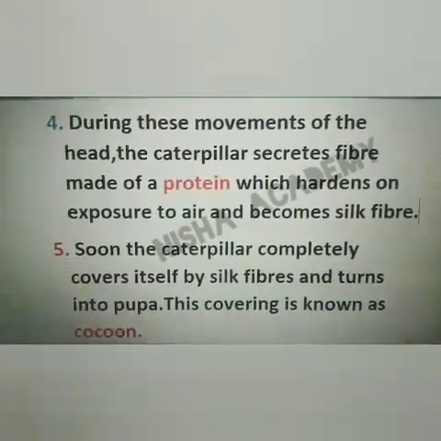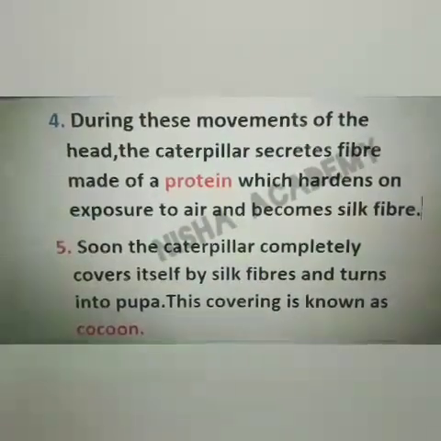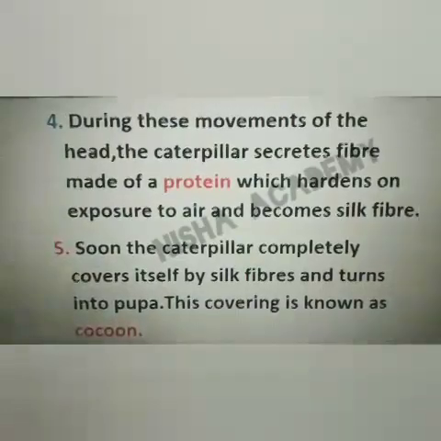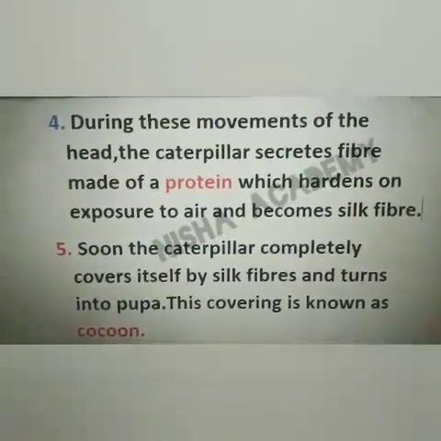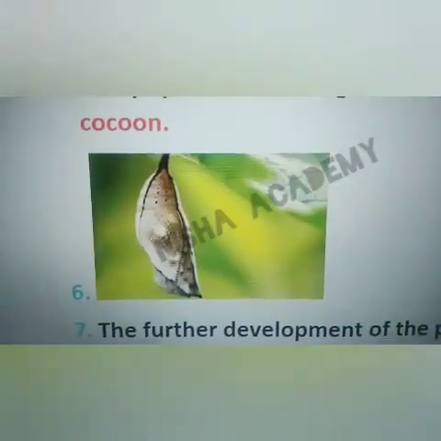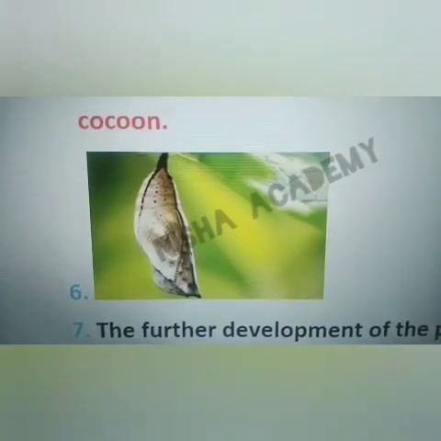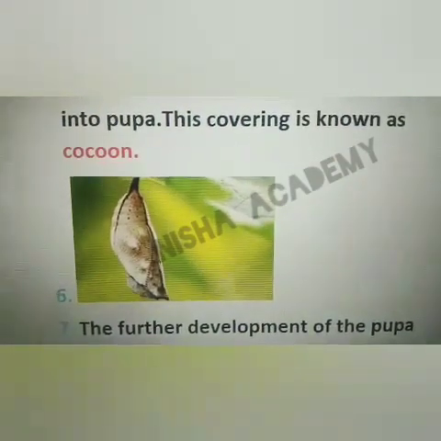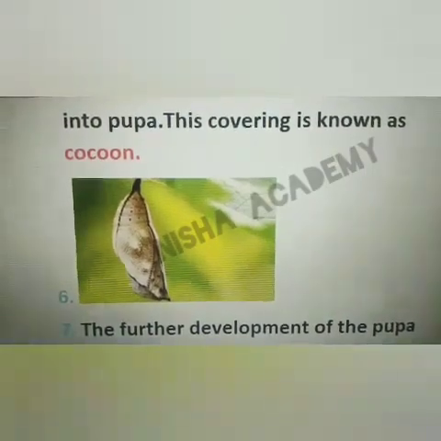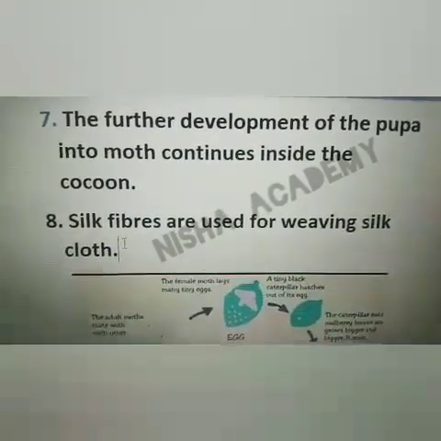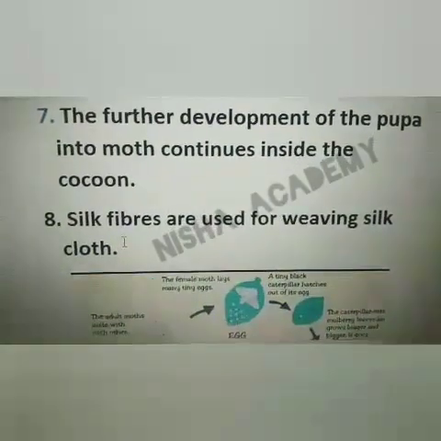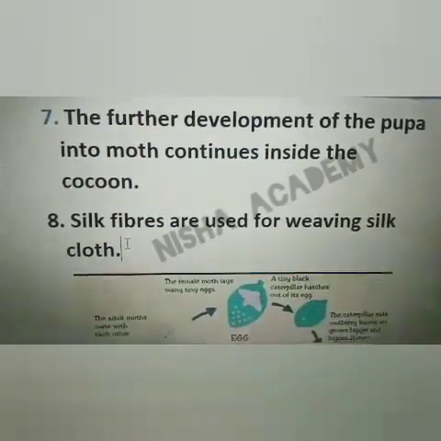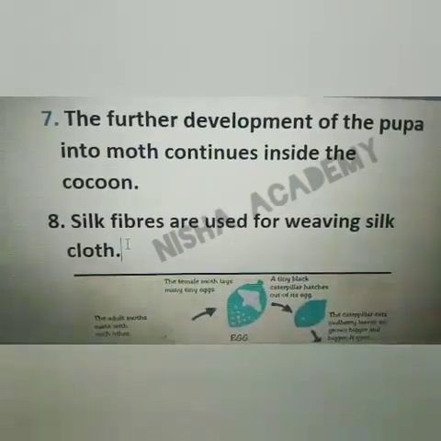Soon the caterpillar completely covers itself with the silk fibers and turns itself into a proper pupa, and this covering of theirs is known as cocoon. The below picture is of cocoon. In this way, cocoon is formed and the caterpillar completely covers itself in it. So the further development of this pupa into a moth continues inside the cocoon, and the silk fibers made into cocoon are used for weaving silk cloth.